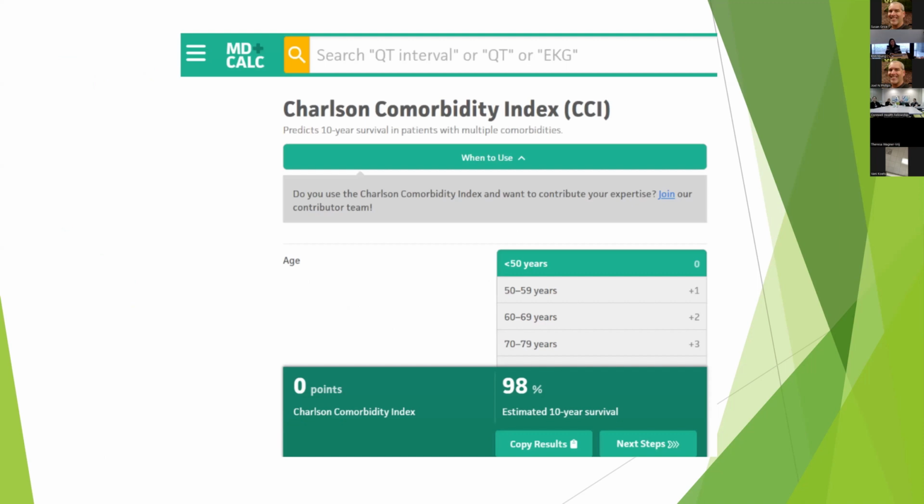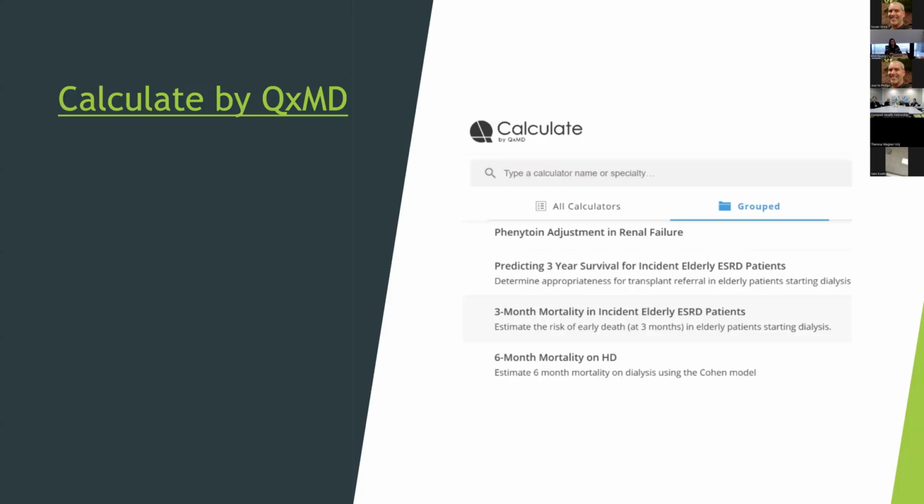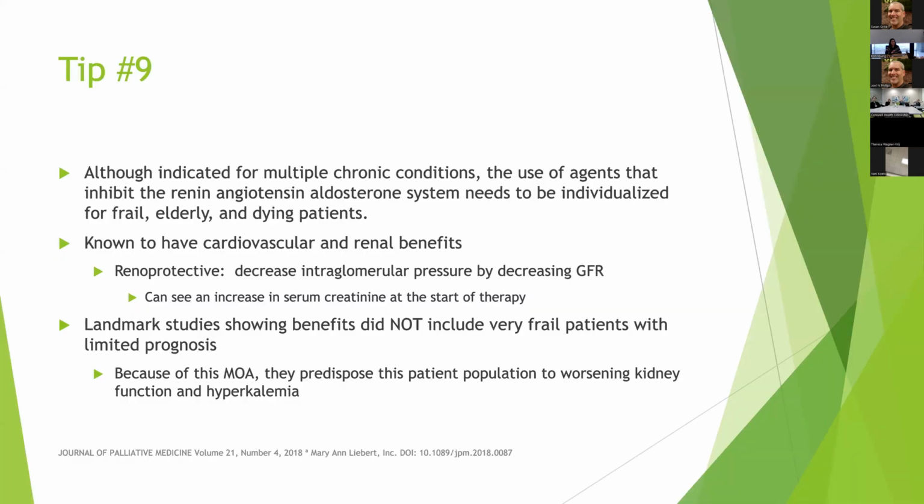Back to my MD Calc, if you're looking for a resource for this, the Charlson Comorbidity Index is the validated tool for this calculation. And then there's some other, I've played around a little bit with this one. This one was recommended by one of the kidney societies, QxMD. So that's worth looking at as well.